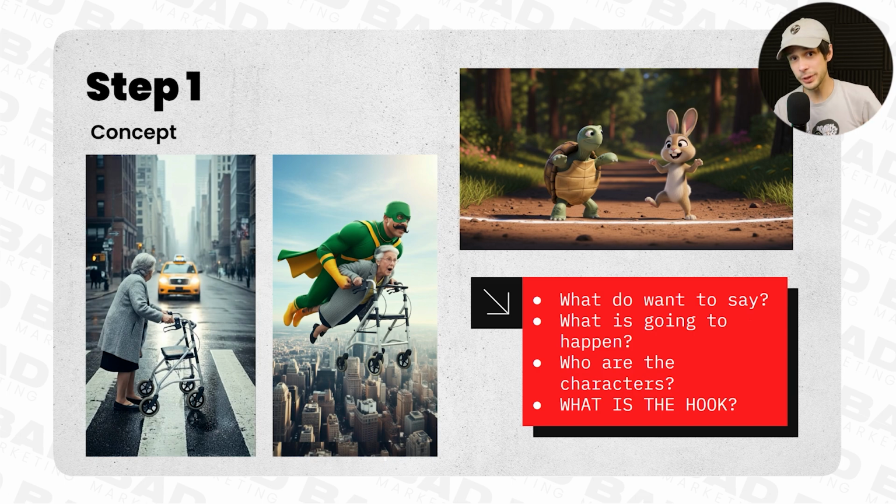Before doing anything else, we always make sure to tick these 4 boxes. First is, what do we want to say? So in our case, usually that's, what is this an ad for? What's the underlying message here? Second is, what is going to happen? Third is, who are the characters? And fourth is, what is the hook? What is the hook is in all caps, because that is very, very important, especially since this is AI. If you don't have a killer hook, ain't nobody watching.